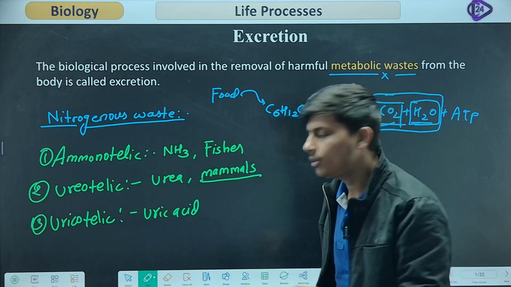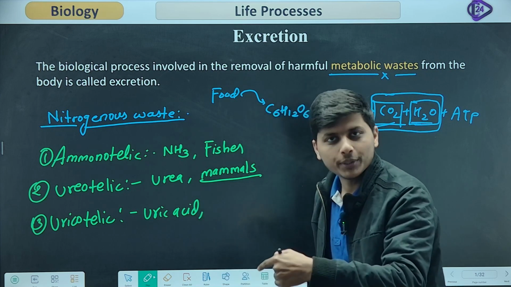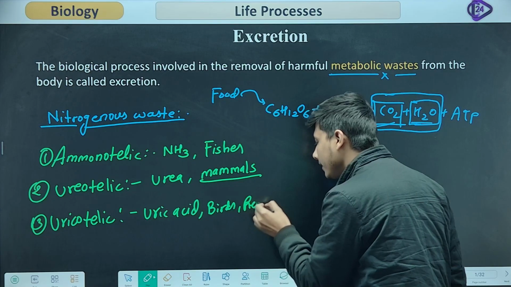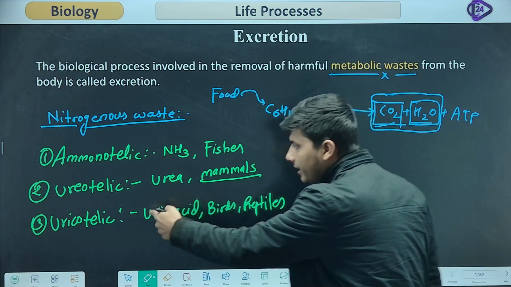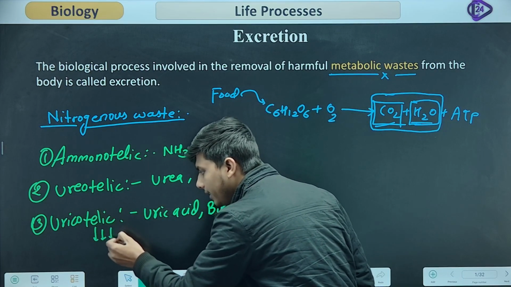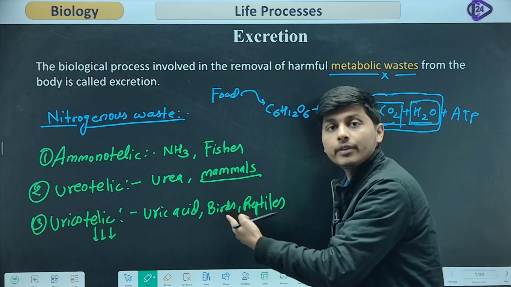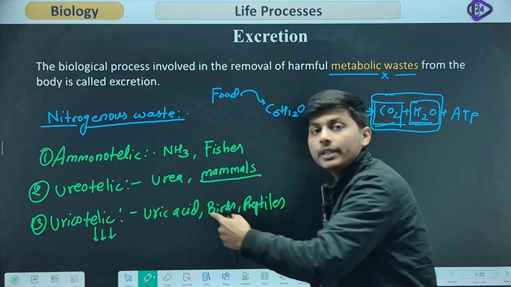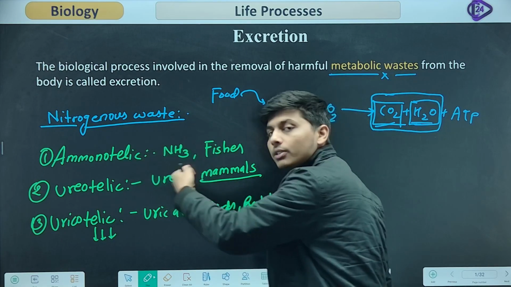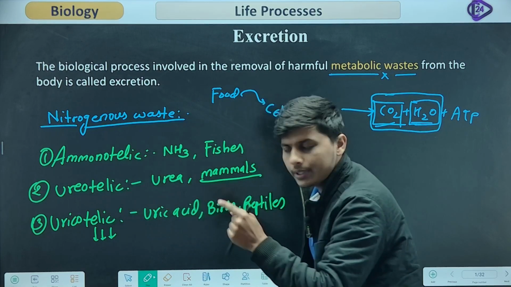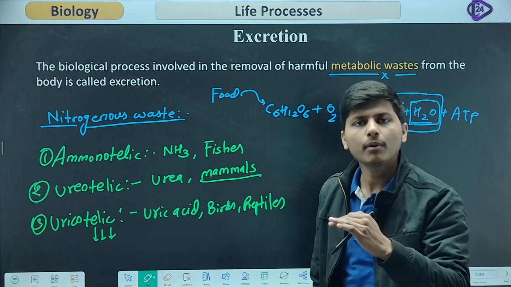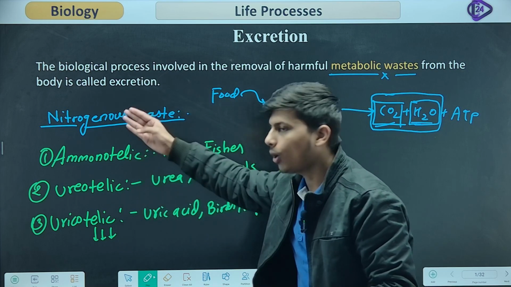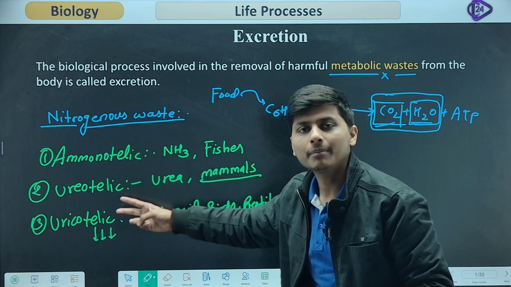Last is uricotelic, the organisms which excrete uric acid. Examples: birds, reptiles, snails. They require very little water. As we know, birds do not have a huge amount of water. Birds need to conserve their water, that's why they excrete uric acid. Fishes have lots of water, that's why they excrete ammonia. Humans and mammals have a moderate amount of water, that's why they excrete urea. So on the basis of nitrogenous waste, the organisms are classified into these three main categories.